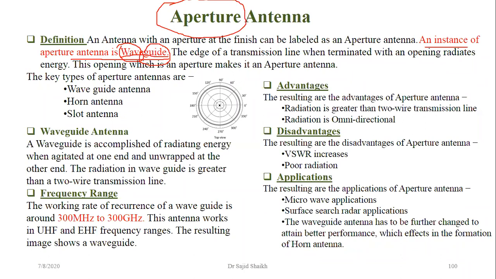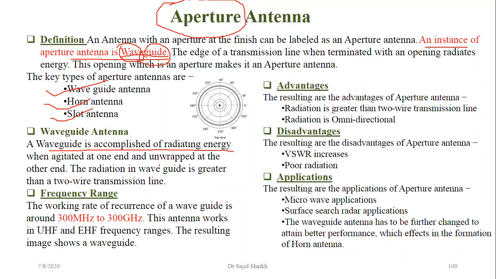Now this is the first thing. When we talk about the different types of aperture antenna, here we have waveguide antenna, horn antenna, and slotted antenna. We will see them one by one. What is a waveguide? We already discussed this. In a waveguide, the radiating energy has some direction.